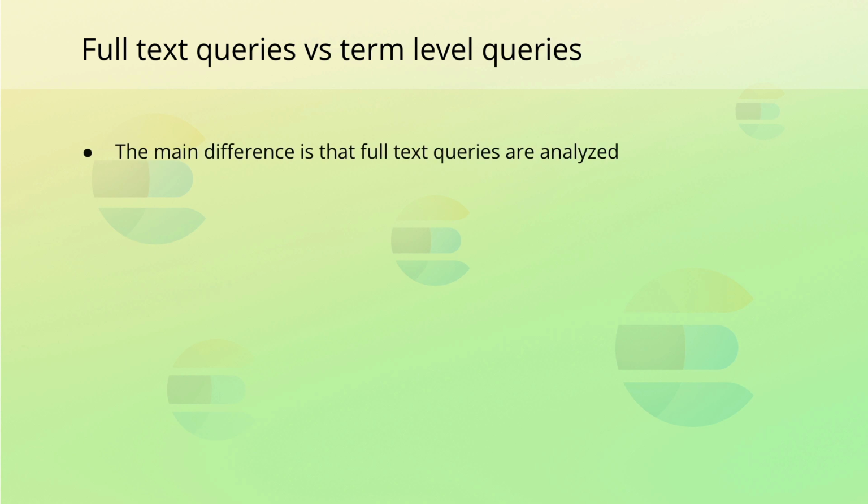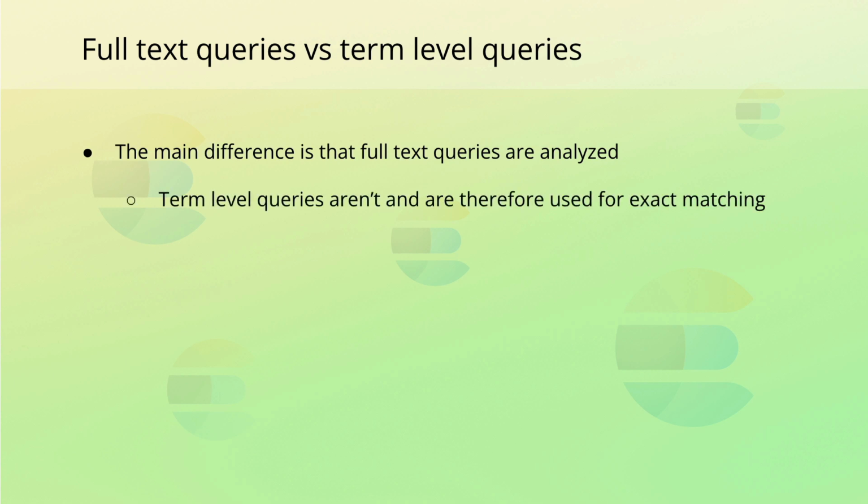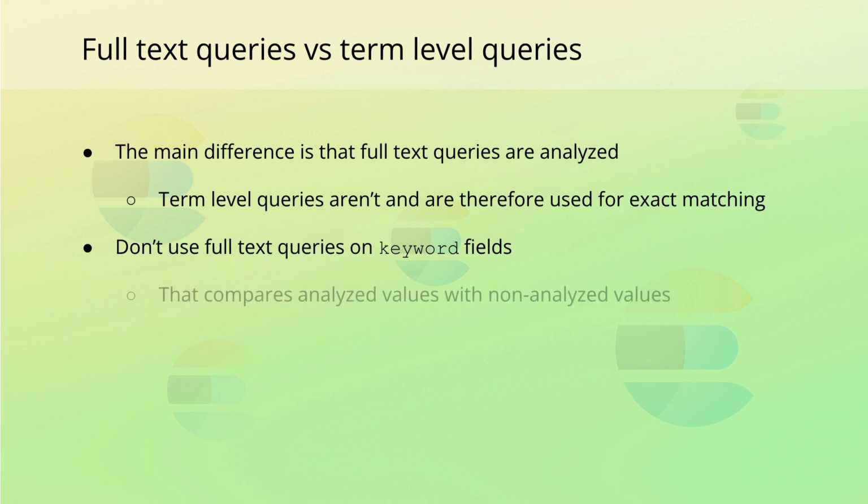The fact that full-text queries are analyzed is also the main difference between those and term-level queries. Term-level queries are not analyzed and are therefore used for exact matching. Since full-text queries are analyzed, these are not used for exact matching. A bit earlier, I explained why term-level queries should not be used for fields of the text data type. For full-text queries, it's the other way around. They shouldn't be used with the keyword data type. That's because the values for such fields were not analyzed, but full-text queries are. Hopefully that makes sense.